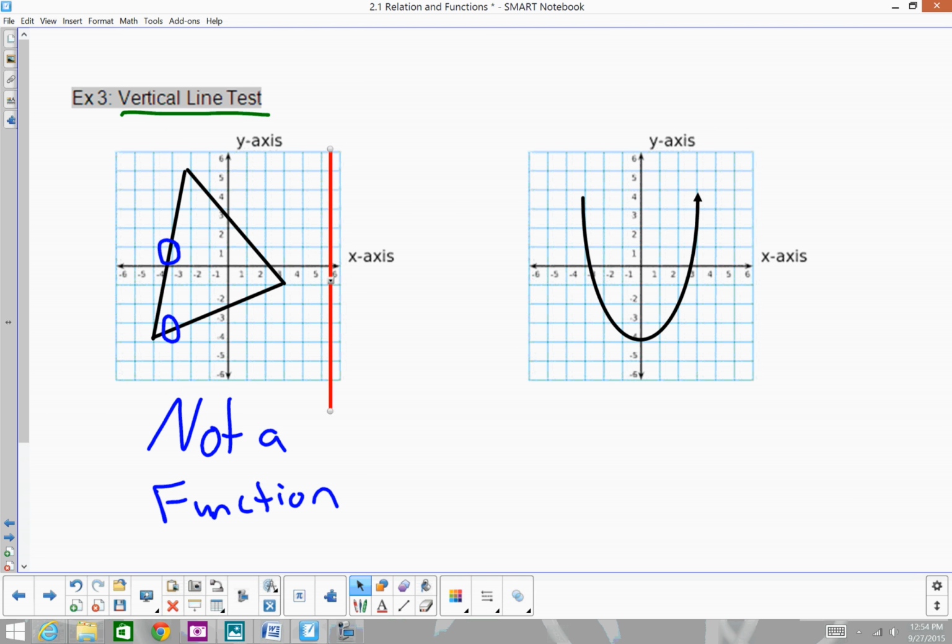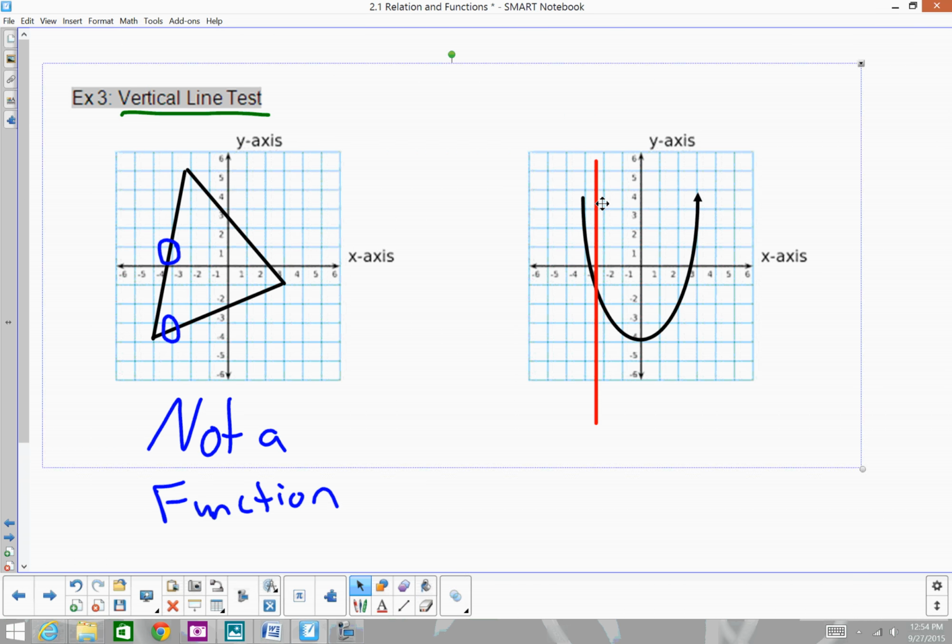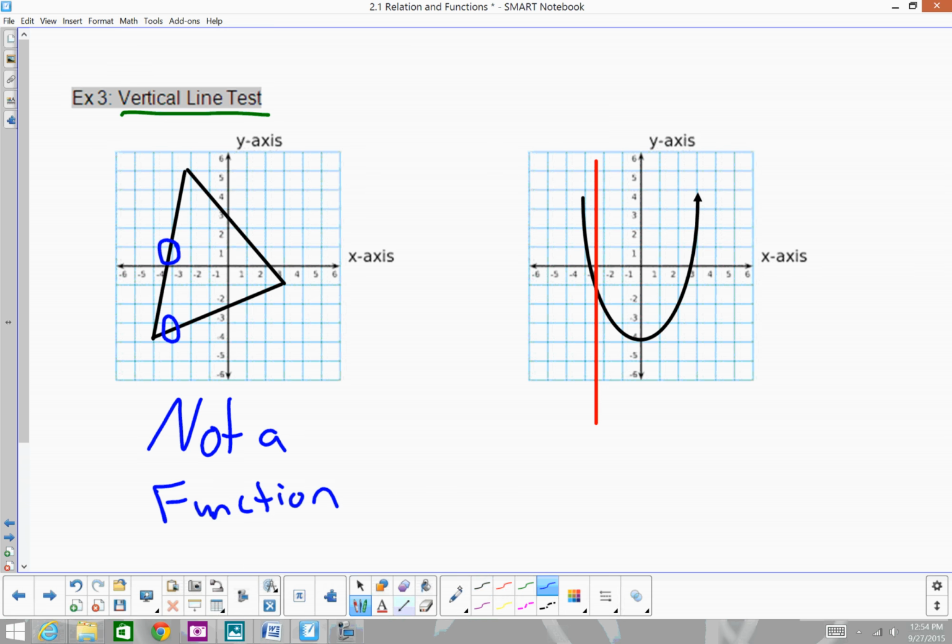Let's try the second example. So I'm going to take my vertical line. I'm going to go from left to right. Now, let's stop it right there. How many times does it touch? It only touches once right there. Let's move it again. Right there. It only touches once. Let's move it again. Right there. It only touches once. So in this case, I went from left to right, and it seemed that it only touched it at one point at a time. So in this case, this is a function.